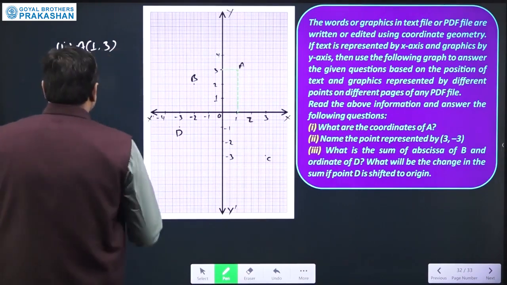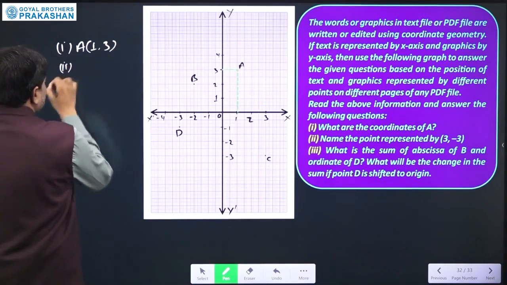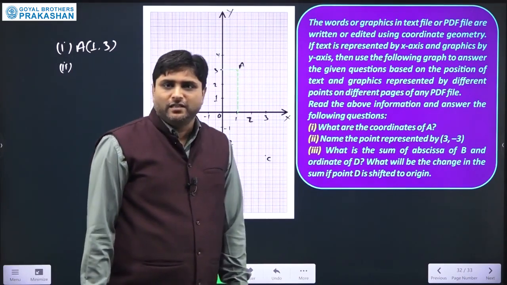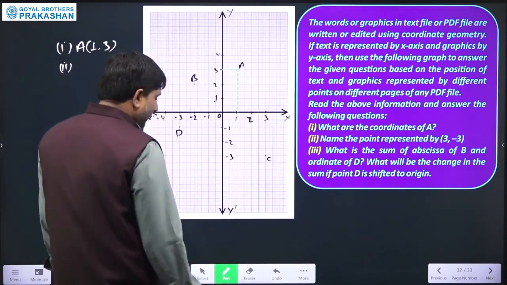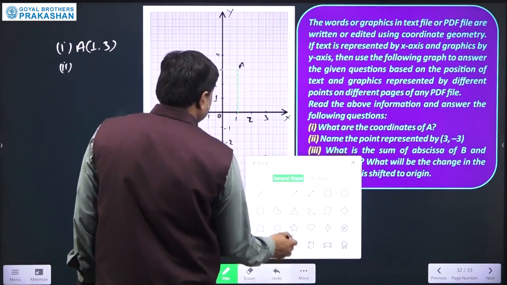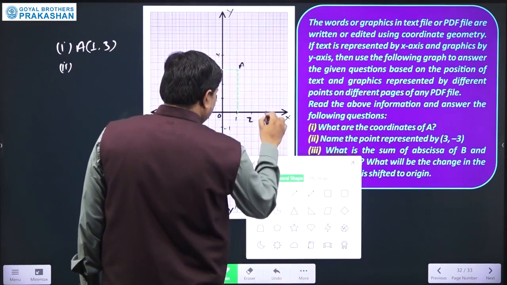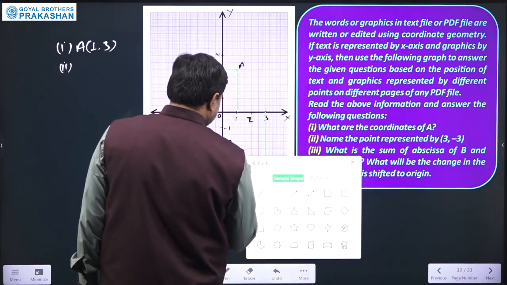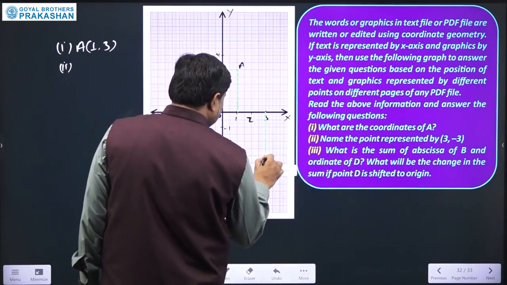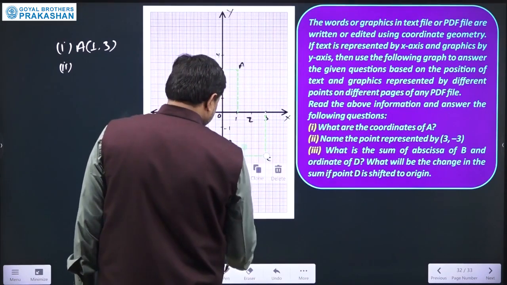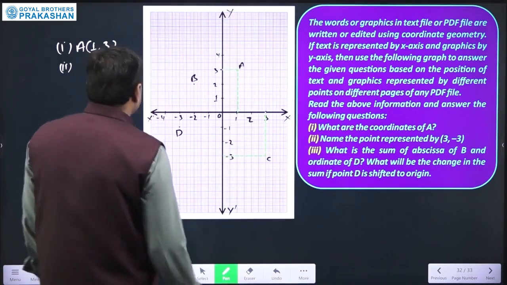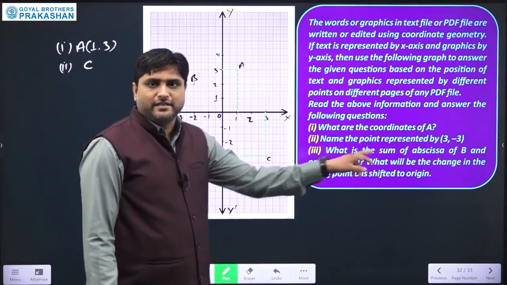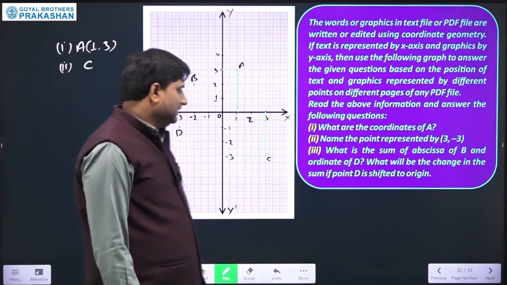Now second question. Second question is, name the point represented by 3, -3. So in front of 3 on x-axis and in front of -3 on y-axis, the point is this C. So the answer is point C is represented by 3, -3.